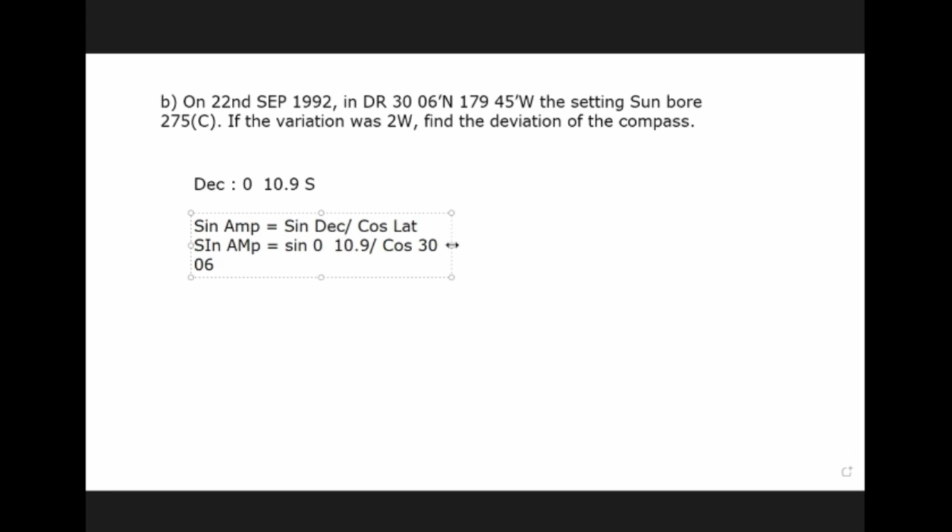So you get the amplitude. Sine 0 degree 10.9 minutes divided by cos 30 degree 6 minutes is equal to inverse sine answer. कितना मिला? 0.2 degree, 0.21, so it will be 0.2. It is west, 0.2 south, because declination is south.